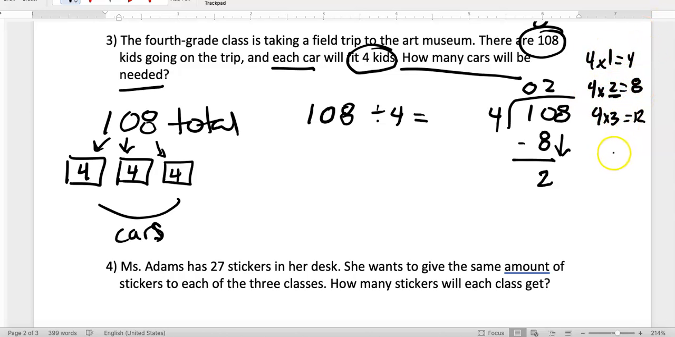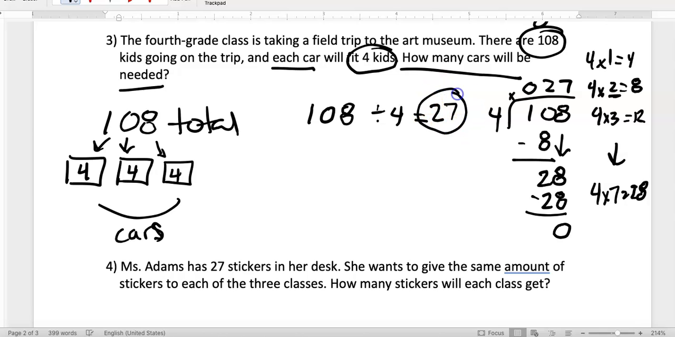If you keep rolling with your 4s, you'll know that 4 goes into 28 7 times. So if you had kept going, 4 times 7 would actually give you an even 28. 7 times 4, don't forget to multiply. 7 times 4 gives you 28. 28 minus 28 gives you 0. Your quotient here is 27.